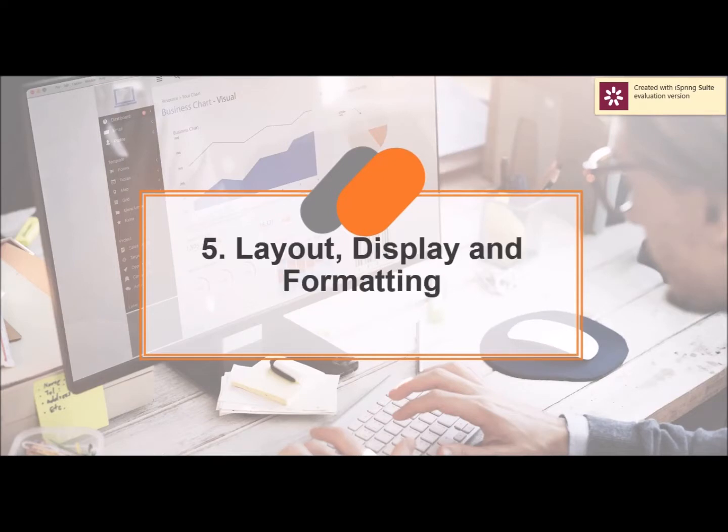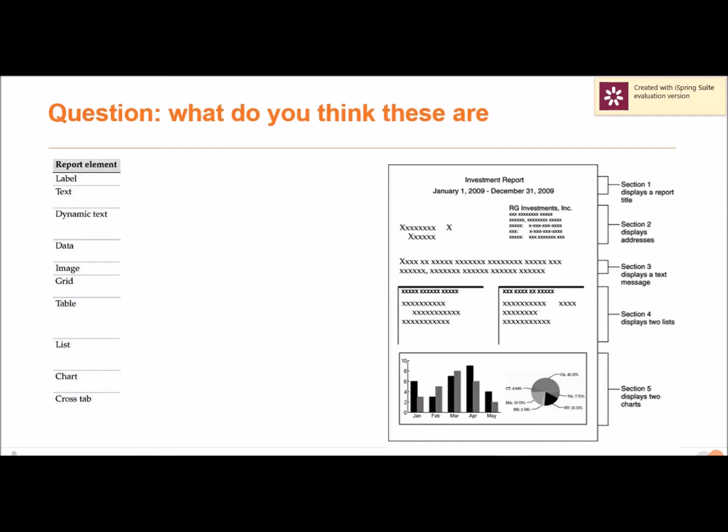Now let's talk about layout, display, and formatting. Question, what do you think these are? Okay, label, so that is a static element. Text, that can be dynamic, HTML. Dynamic text, it can also be the one that you get from the dataset field. And data, you usually get that from the dataset field.